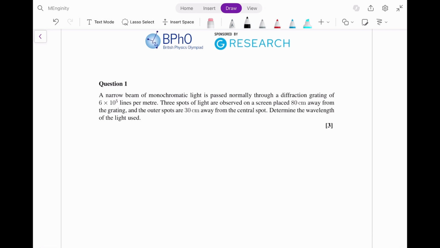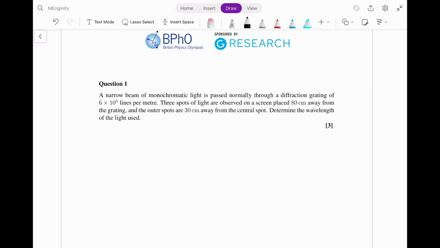So basically, the question wants us to calculate the wavelength. I think we actually only need one equation for this. So the idea is that I'm going to utilize the ratio of the distances to calculate the angle in which the monochromatic light is diffracted, and then I can utilize that to link back to the d sine theta equation to calculate the wavelength of the light.